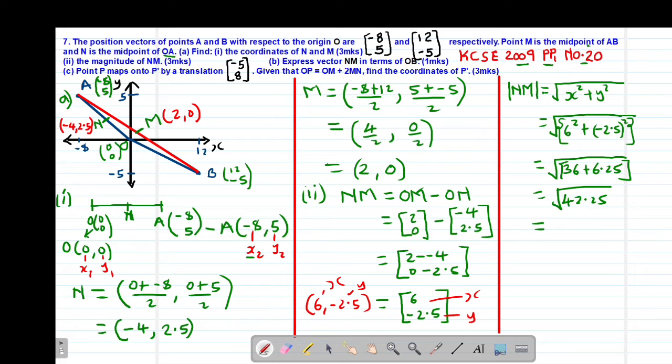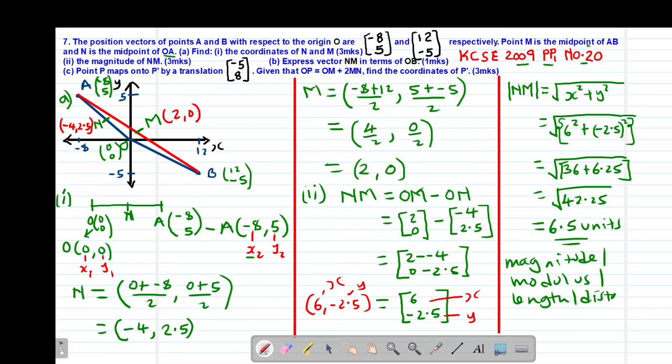Therefore, the square root of this is giving me 6.5. So this is 6.5 units. That is the magnitude. The other term is modulus. They can also use the word length or simply the distance. So those are the possible terms that can be used to substitute the word magnitude.